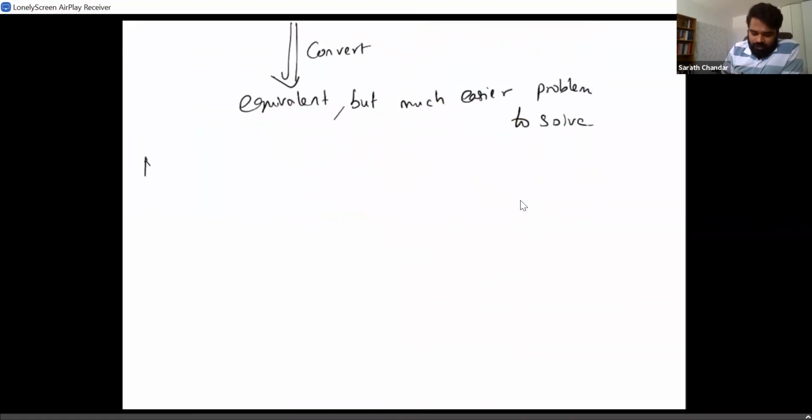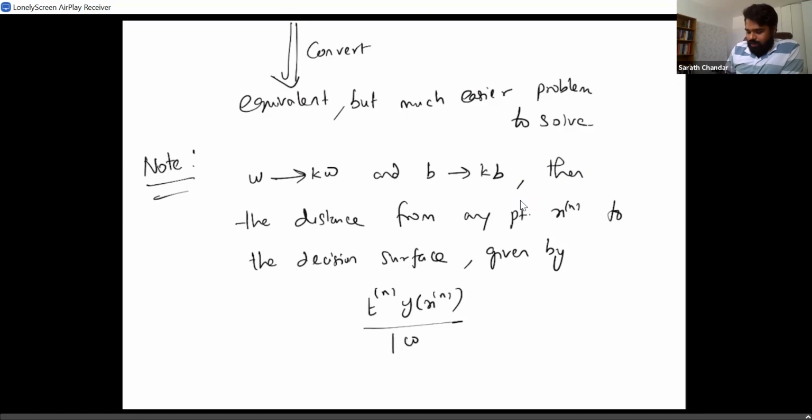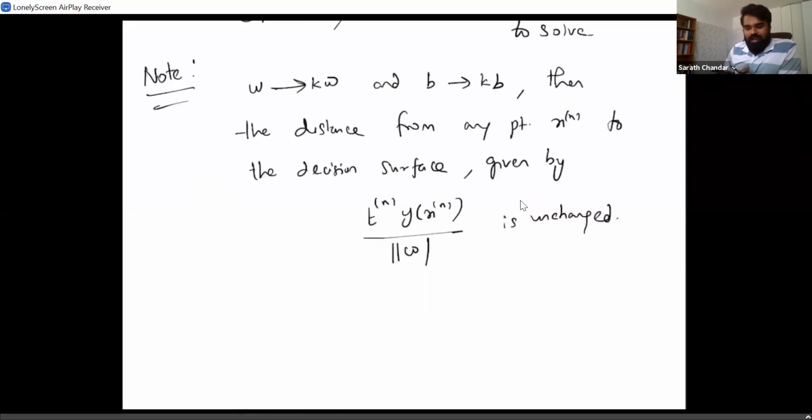If I just rescale W to KW and B to KB, then the distance from any point xn to the decision surface, which is given by the formula that we have seen, T of n y of x of n divided by the norm of W, is unchanged. I will prove why this is the case. The observation is that if I rescale W to KW and B to KB, the distance of the point xn from the decision surface is not going to change.